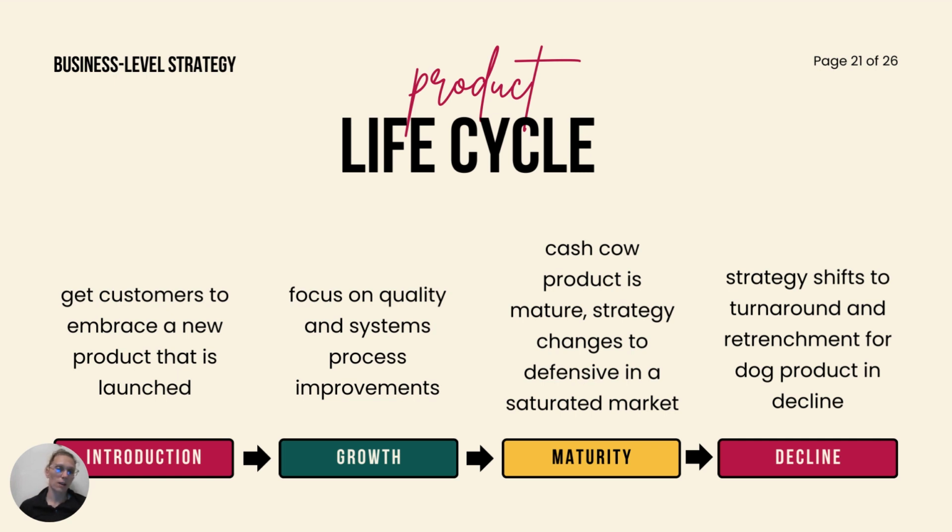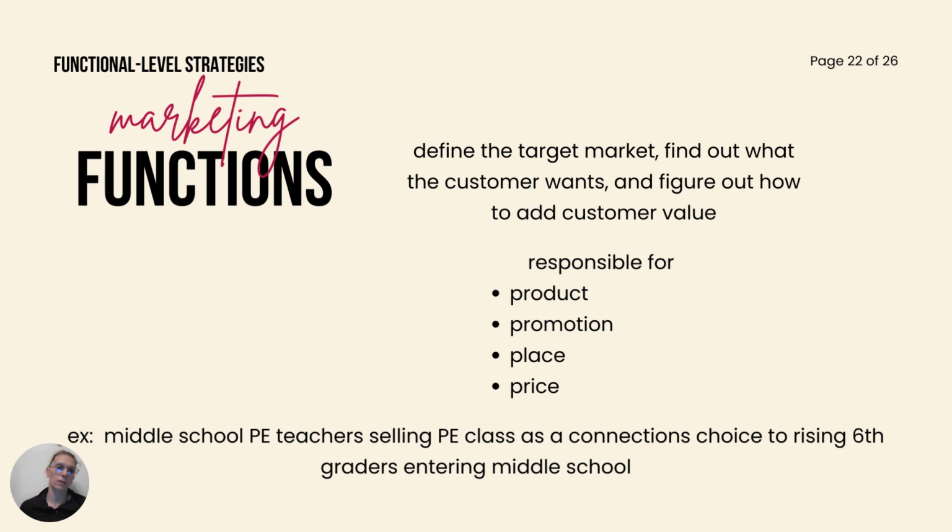Maturity. Your cash cow product is mature. Strategy changes to defensive and saturated market. So you're making sure that your cash cow doesn't fail or go anywhere. Strategy shifts to a turnaround and retrenchment for a dog product in decline. It's dead in the water.